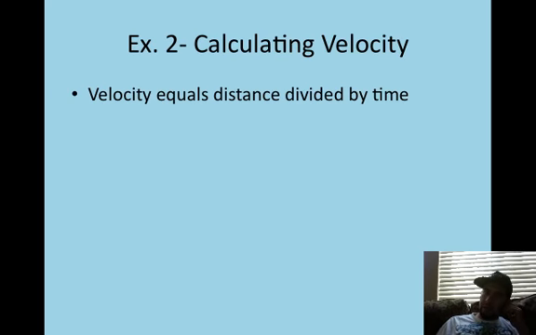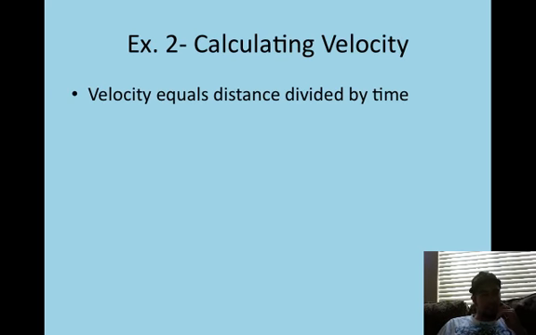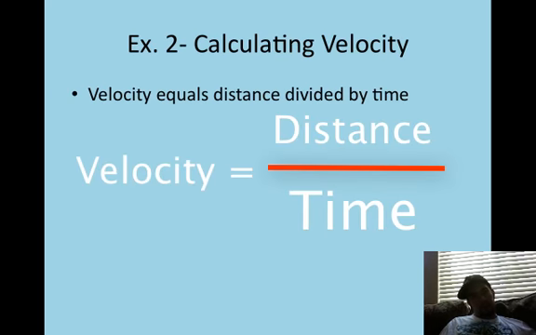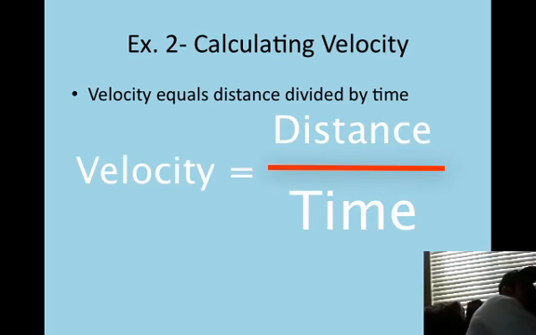Alright, now that you've gotten this down, example 2, we're going to calculate velocity. For velocity, you need 2 things, and here's the equation. Velocity equals distance divided by time. If you know that, then you know something's velocity.